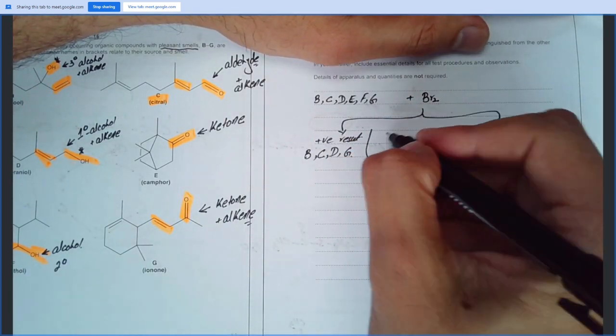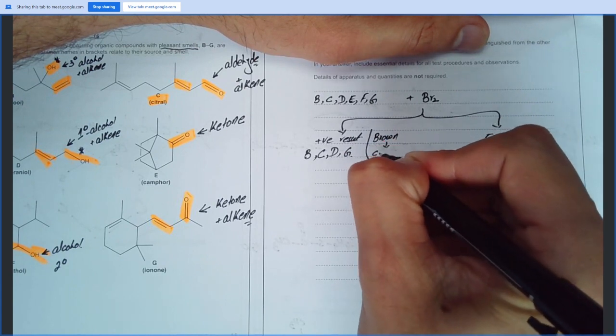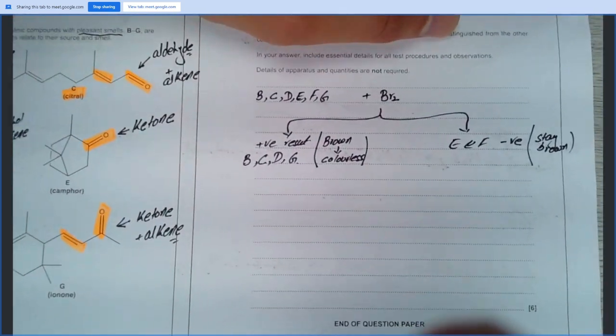So this means these ones, all of them, what will they do? Go from orange to colorless. In this case, the solution will stay orange. Are we happy with that bit first?